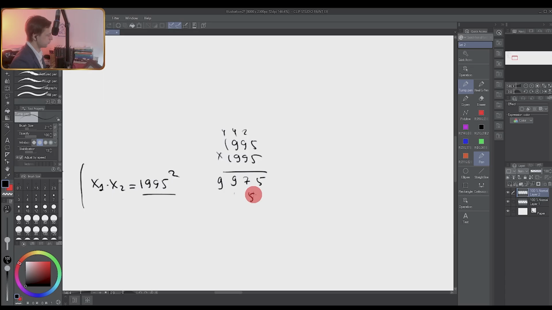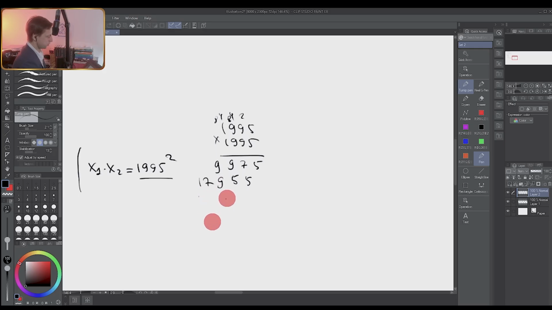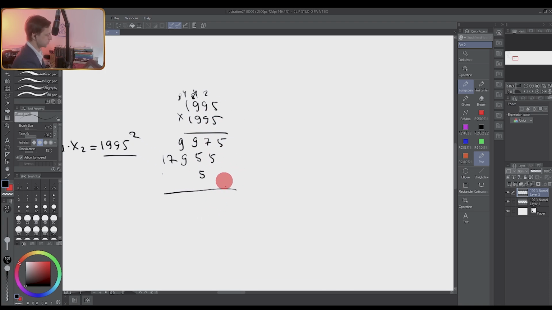5 times 9 is 45. Here we get 4. 9 times 9 is 81. Plus 4 is 85. And here we have 8. And here 9 times 9 is 81. Plus 8, 89. And here 8. 1 times 9 is 9, 17. Something like this. And eventually, unfortunately, here we will have 45 again. So this is enough to get the last 3 digits, this part.